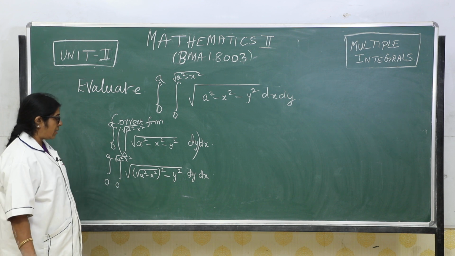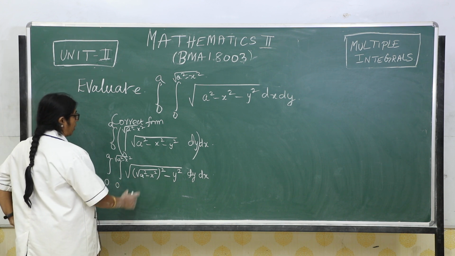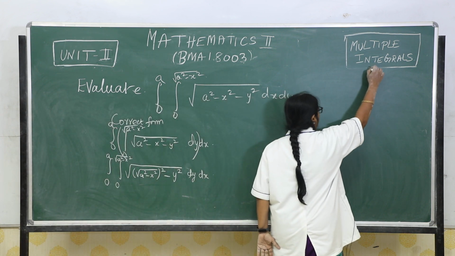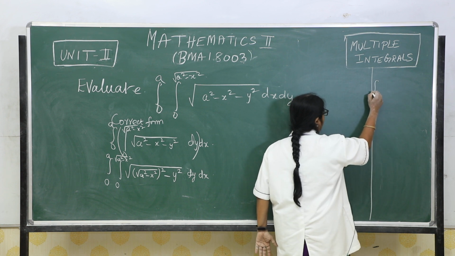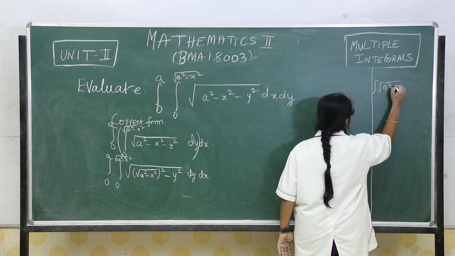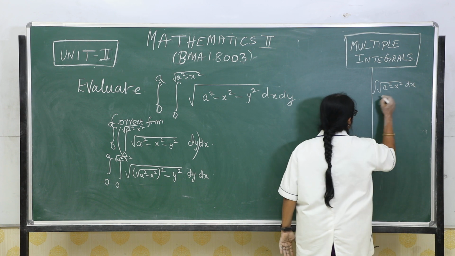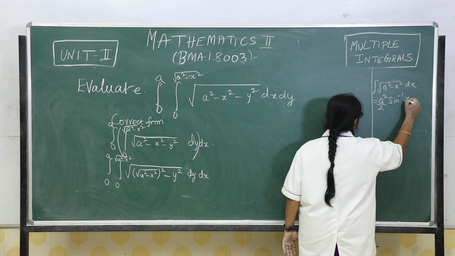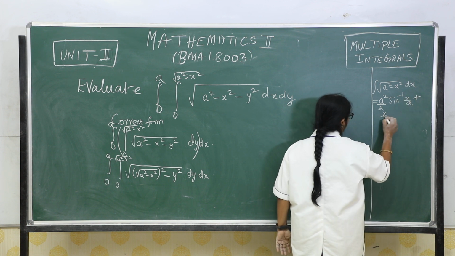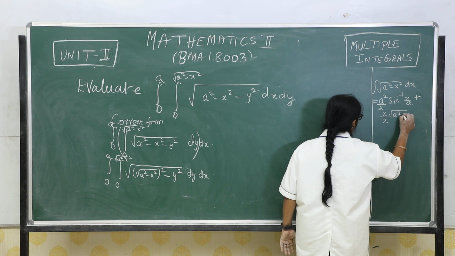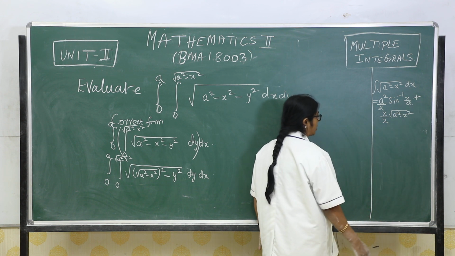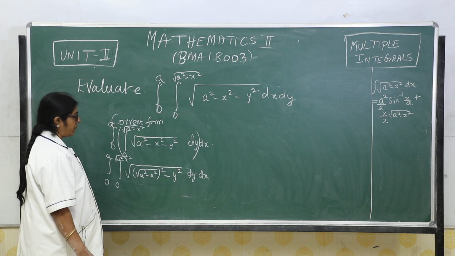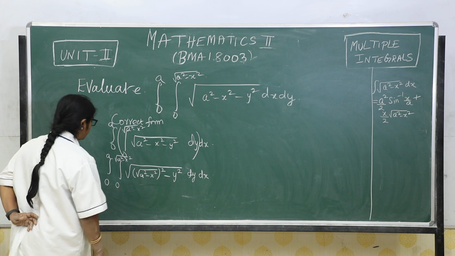What is this? I am going to use the formula. What is the formula? The formula is integral root of a squared minus x squared dx is equal to a squared by 2 into sin inverse of x by a plus x by 2 into root of a squared minus x squared. Of course, we will have a constant c if it is an indefinite integral. This is a definite integral with limits, and therefore I do not need to put the c here.